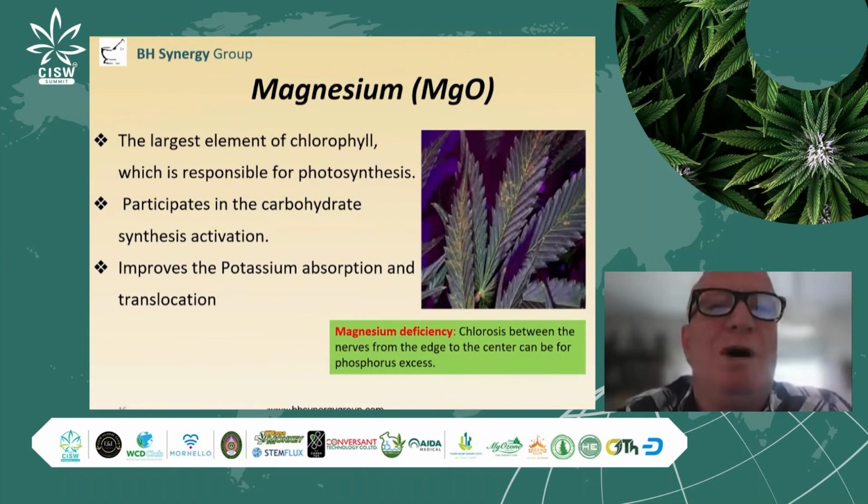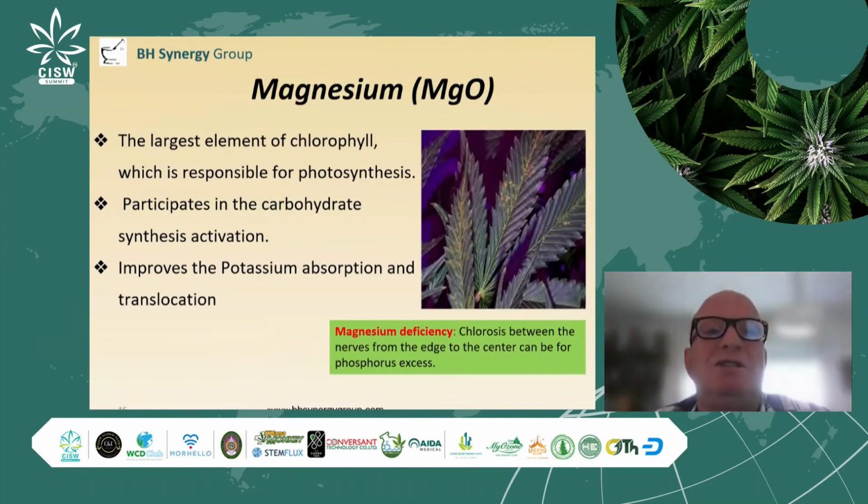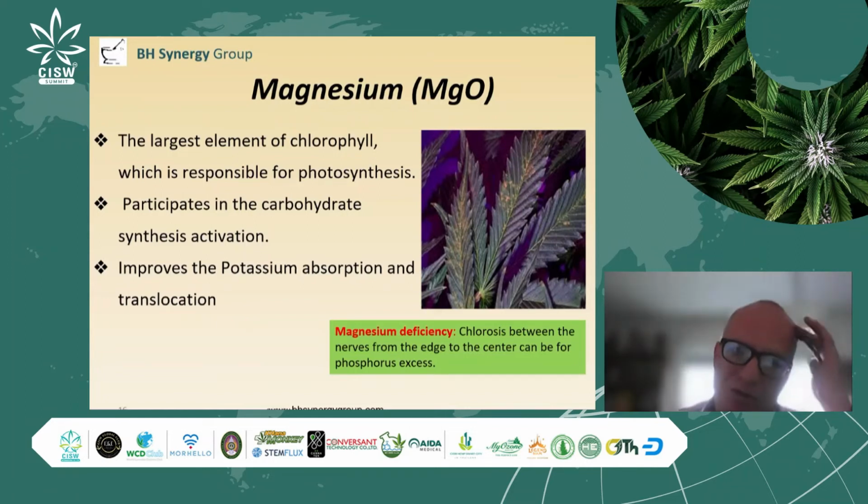If we talk about magnesium, it's a large element of chlorophyll. It's mostly responsible for photosynthesis. It participates in some other synthesis processes and activation, and it improves the potassium absorption and translocation in the plant.